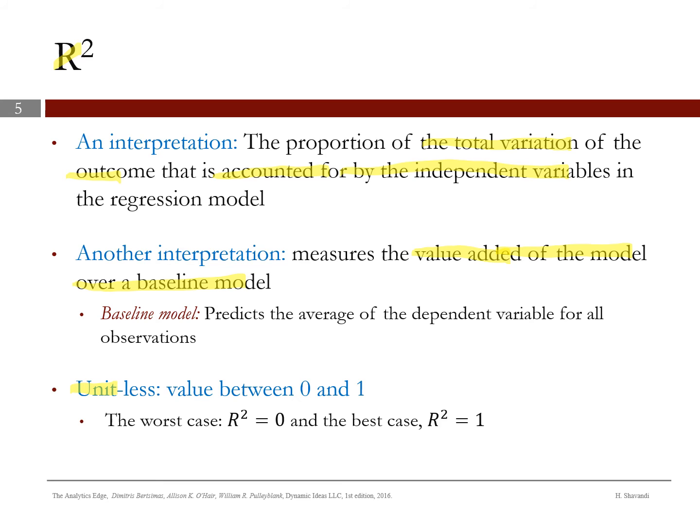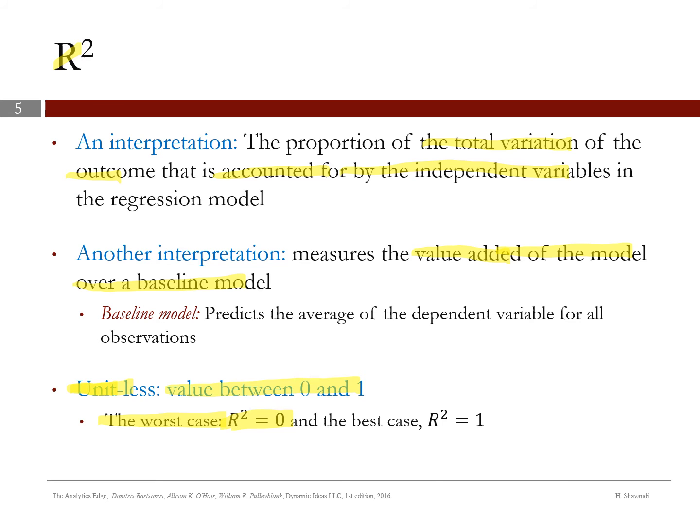One of the advantages of R square is being unitless. So this measure is unitless, and its value is between 0 and 1. If R square equals 0, that shows the worst case. That means there is absolutely no difference between the linear regression model and the baseline model.